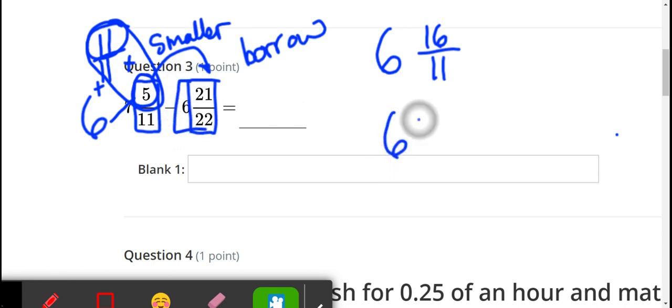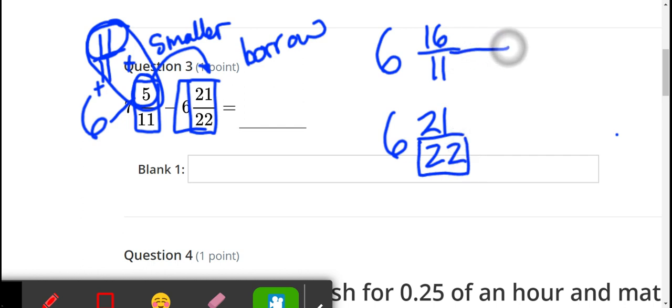And now go over to the other side. We have 6, and then we have 21/22. So it looks like 22. We have a common denominator up here. If we double it, 11 times 2 is 22, and then 16 times 2 is 32.